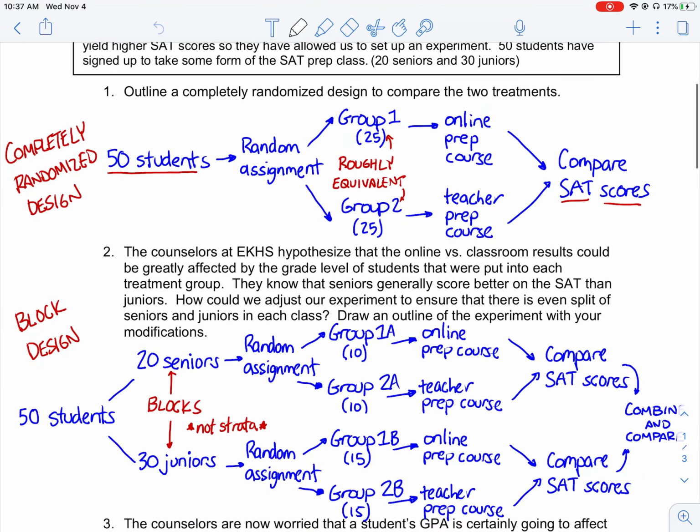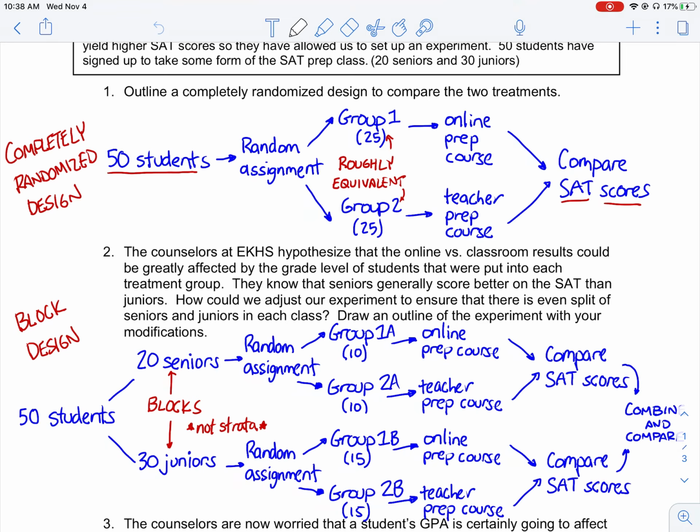So what is a block design? A block design is, and remember, this is really close to what stratified is. You know how in stratified we group them: all females, all males, all juniors, all seniors, and we get samples from there. So sometimes a lot of students will call this strata, but this is not strata because this is not in the world of observational study. We are now in the world of experimental study, and so we don't call that strata, we call it block, right? So our block is the grade level.